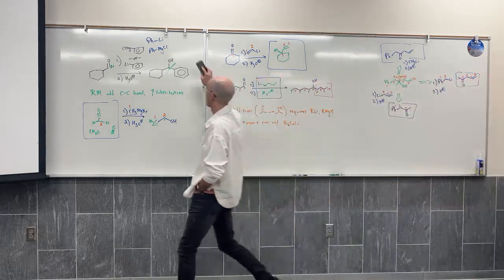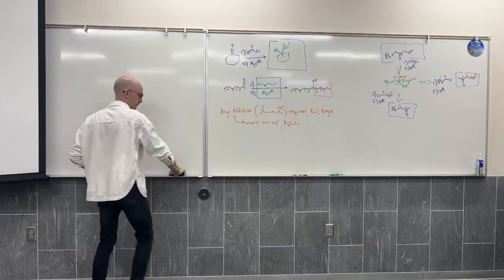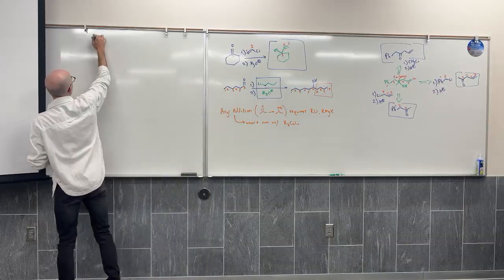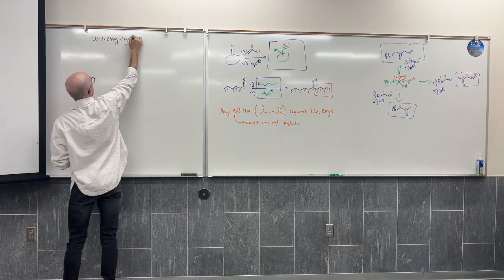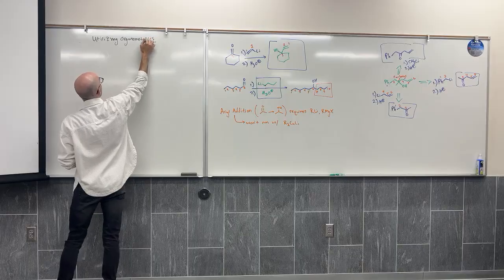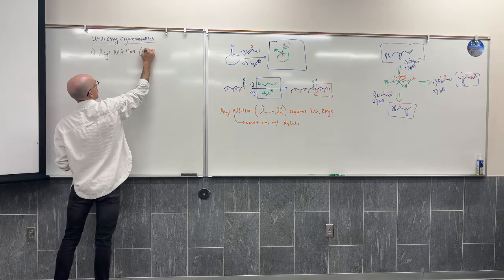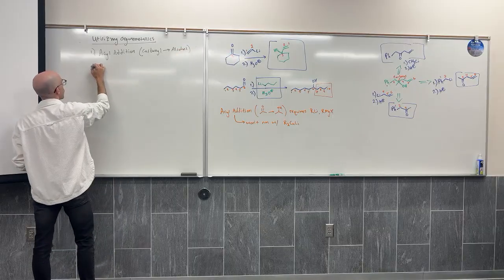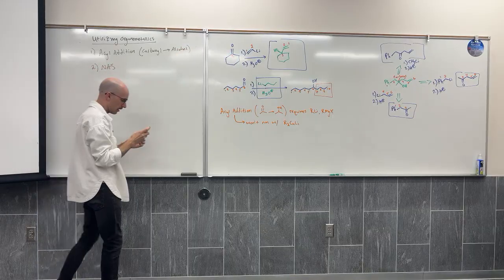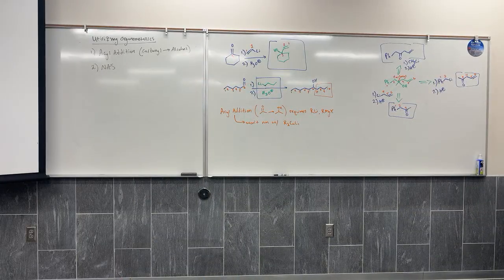Let's talk about some other things that organometallics can do. So they can do acyl addition, carbonyl to alcohol. They can run NAS, and this is on your worksheet where it demonstrates the NAS reaction.